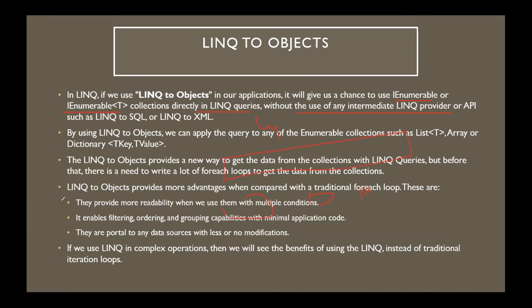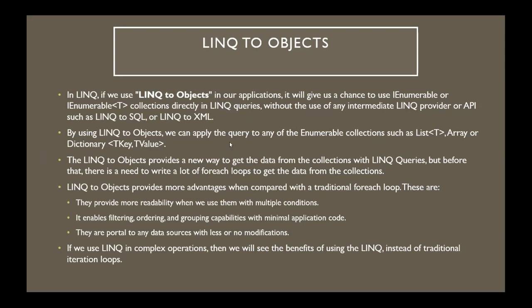Yeah. The diagram I showed yesterday. So if I use LINQ to Objects, specifically for objects, we do not need any intermediators. This middle portion is not required. Okay. So LINQ to Objects in our application will give us a chance to use IEnumerable or IEnumerable of generic type collections directly in LINQ queries without the use of any intermediate LINQ provider or API, such as LINQ to SQL or LINQ to XML.